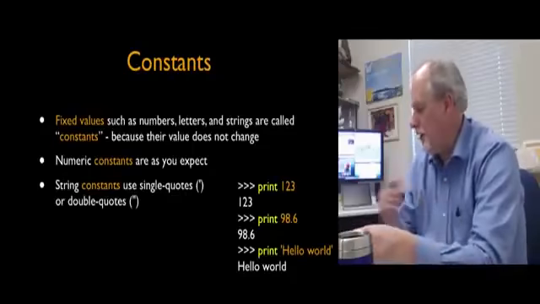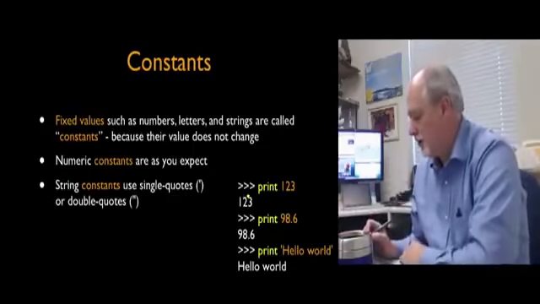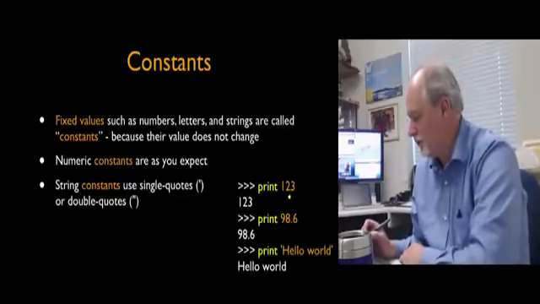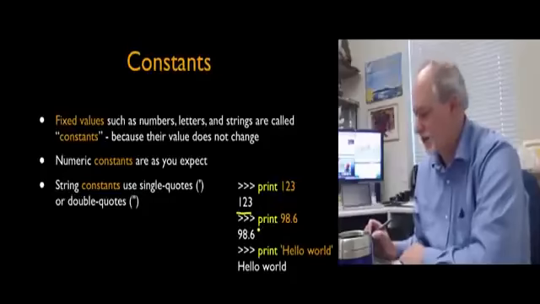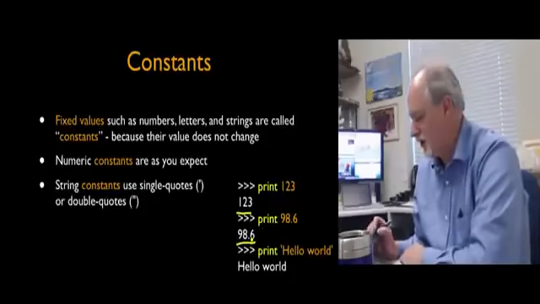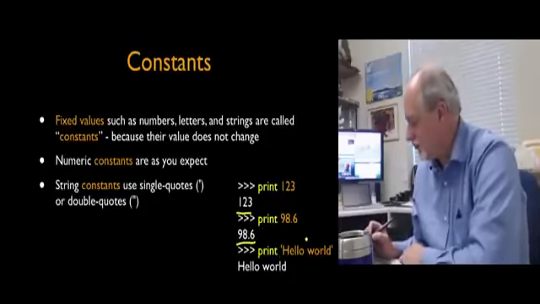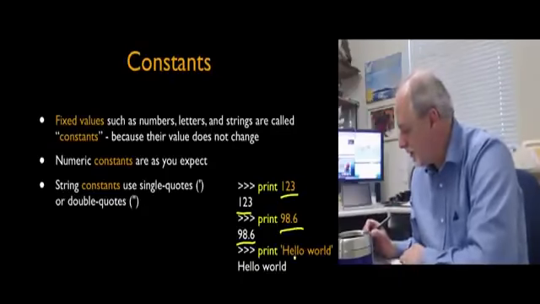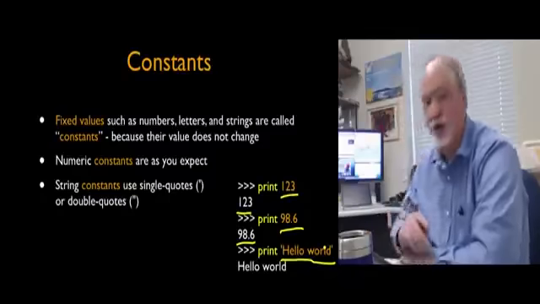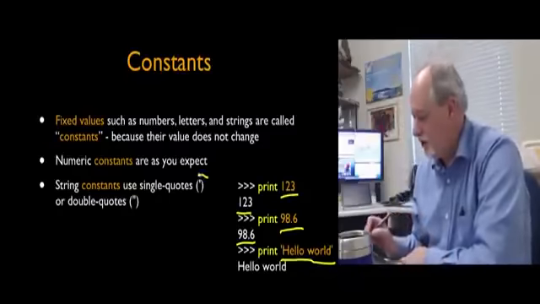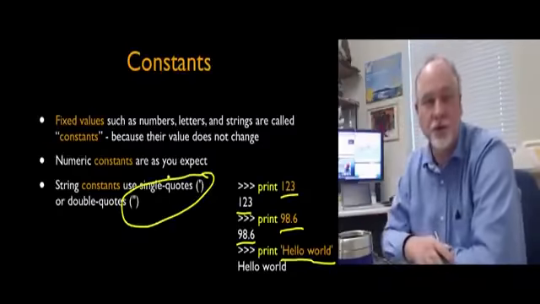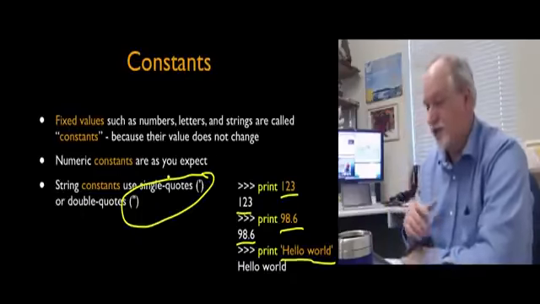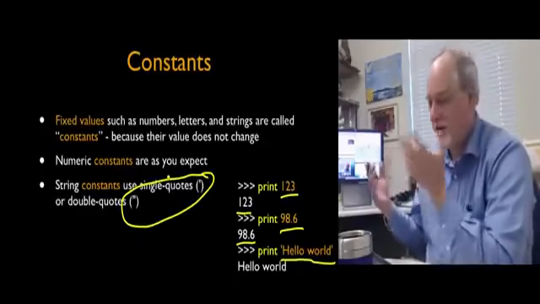What I'm doing here is using the Python interpreter, and that's how you can tell by the chevron prompt. I'm saying print 123, and then Python responds with 123, print 98.6, Python responds with 98.6, and print single quote hello world single quote. So the constants are the 123, 98.6, and quote hello world quote. We can use either single quotes or double quotes to make strings.